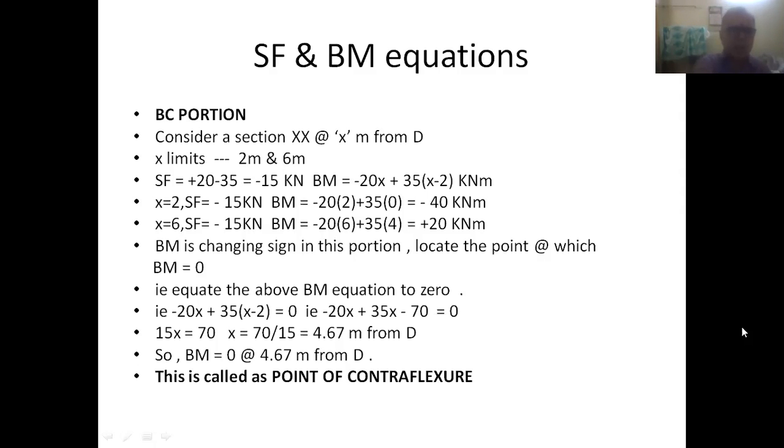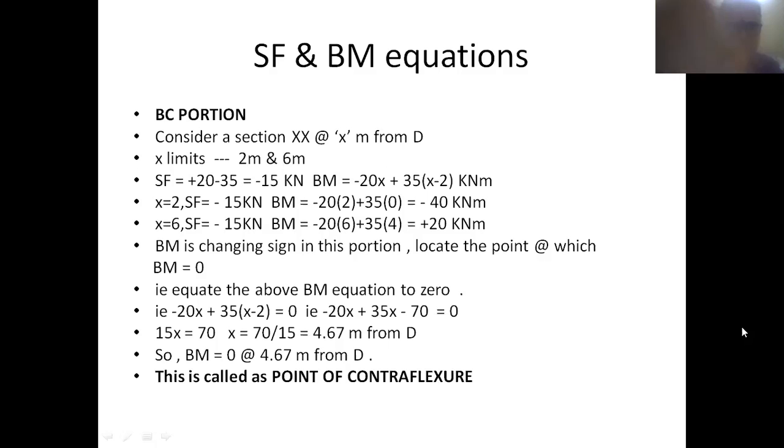Now friends, similarly, we have to prepare the bending moment equation. The bending moment is generally obtained by taking the product of force and perpendicular distance. So take the individual forces and corresponding perpendicular distances. It is written as 20x, since this force is at a distance of x meters from point D. Now the next term is 35 into x minus 2, because this support is provided at a distance of 2 meters from point D, and the total distance is x meters. So therefore it is written as x minus 2.